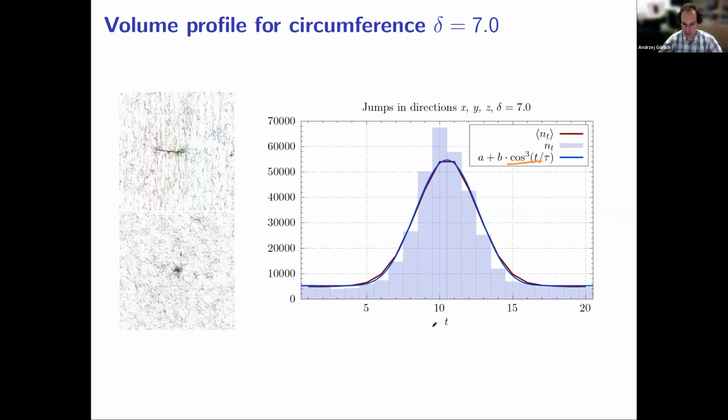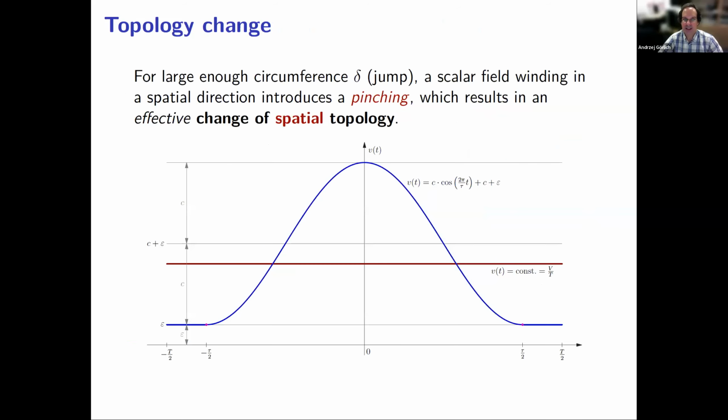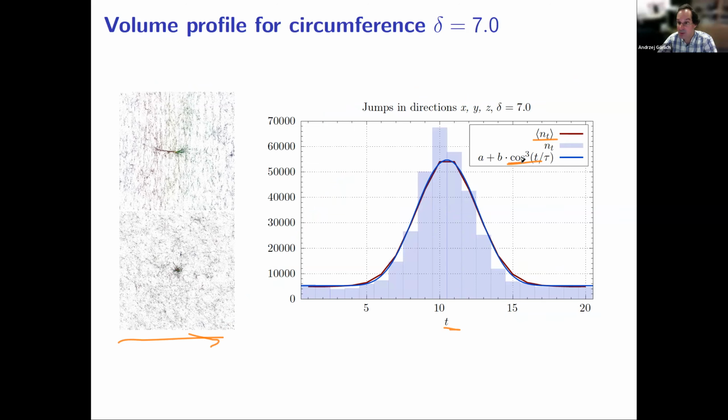So here is the volume profile. T is the original time foliation, and what's plotted is the number of tetrahedra N_t in a given slice, or the average value. And on this plot, we have these pixels using the coordinates given by scalar fields. And now we can again explain why we have this cosine cubed, why from a constant volume profile it jumped to cosine cubed.